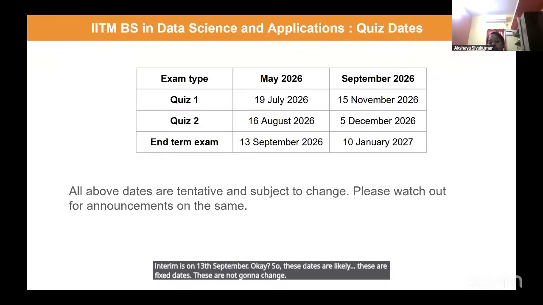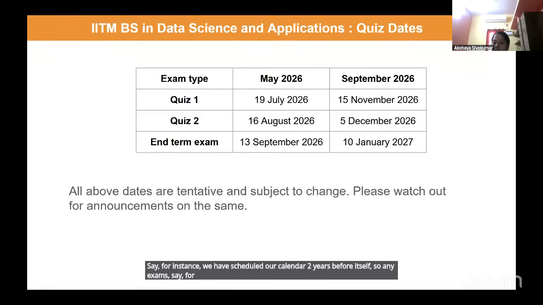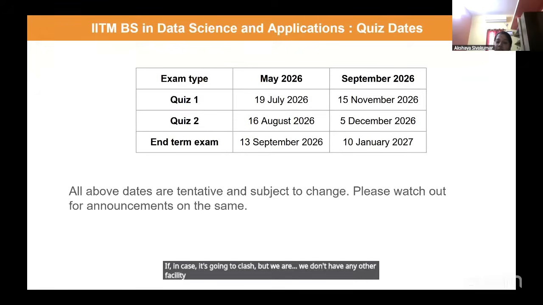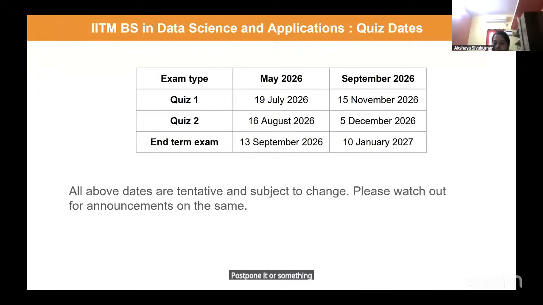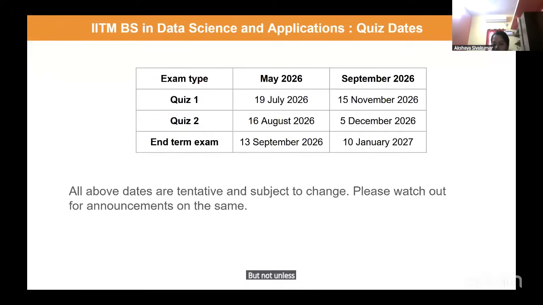Say, for instance, we have scheduled our calendar 2 years before itself. So if any exams, for example any government exams, clash, we don't have any other facility where the exam is going to get postponed. It has never happened till date. Our calendar is a rigid calendar. So you cannot expect the exam dates to be shifted unless there is some extreme condition.